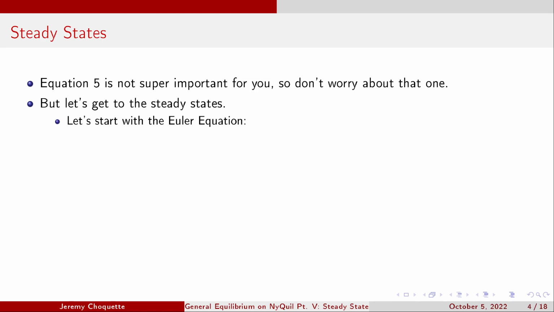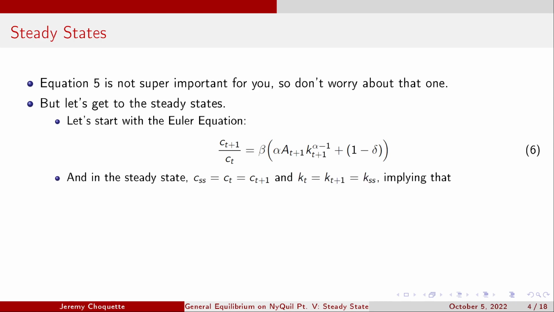So let's get back to the steady states. We're going to start with the Euler equation. All right, so in the steady state, we're going to put a little SS subscript for everything instead of a T subscript, so C_SS, which is steady state consumption. When we have steady state consumption, current and future consumption are the same.